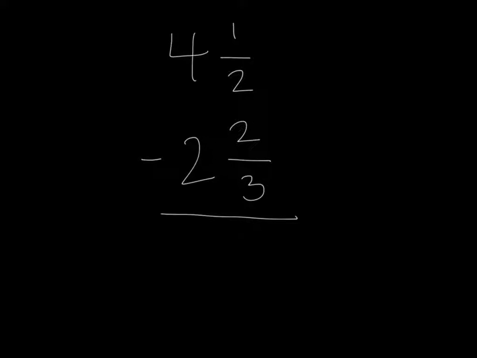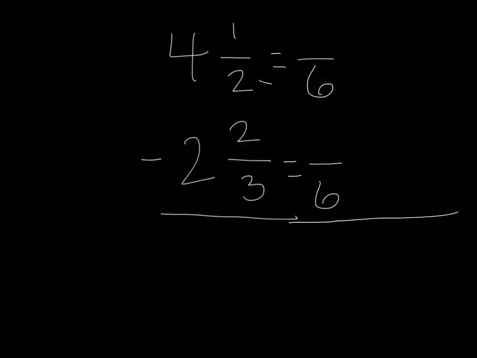Let's look at another example using the same strategy. Let's look at 4 1/2 minus 2 2/3. Again, the first thing I want to notice here is that I have unlike denominators. So what I need to do is figure out what the least common denominator is. And my least common denominator for 2 and 3 is 6. So I'm going to change both of my fractions to equivalent fractions that have 6 as the denominator.